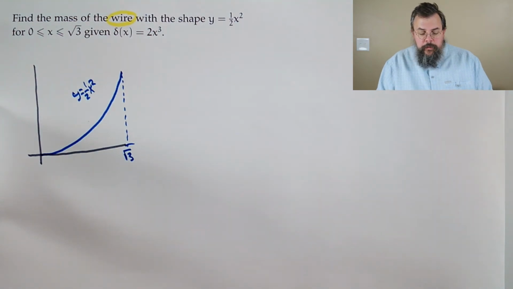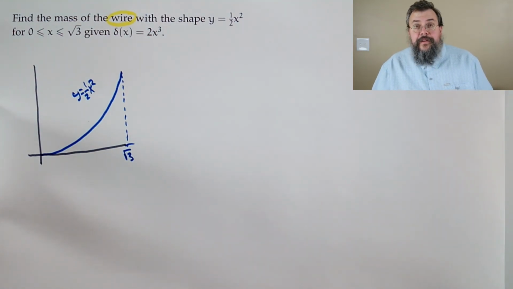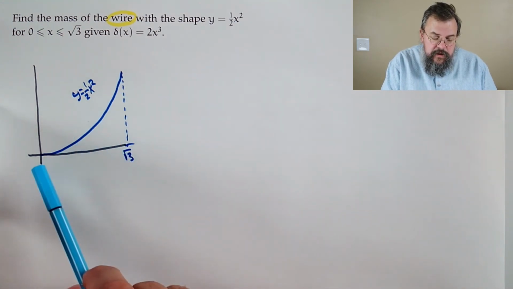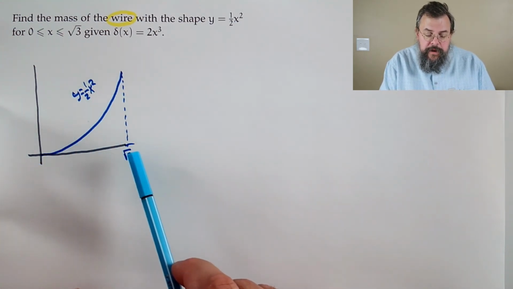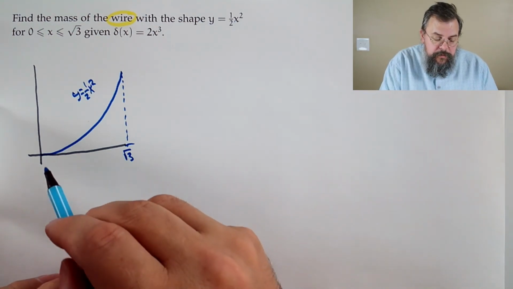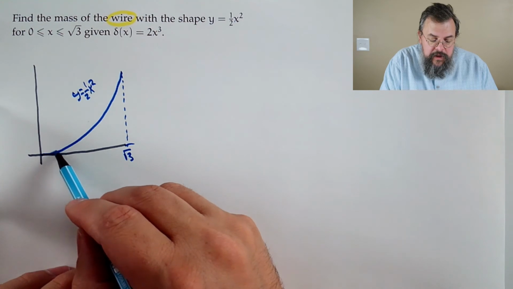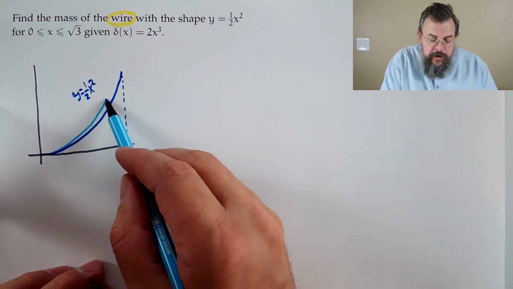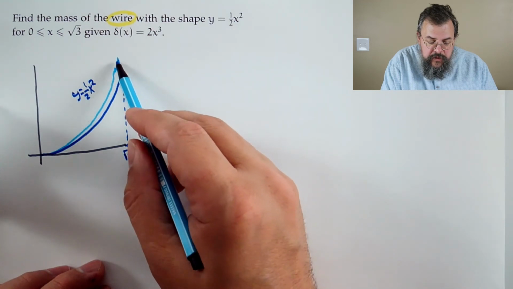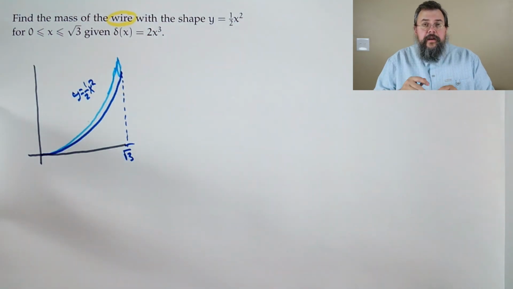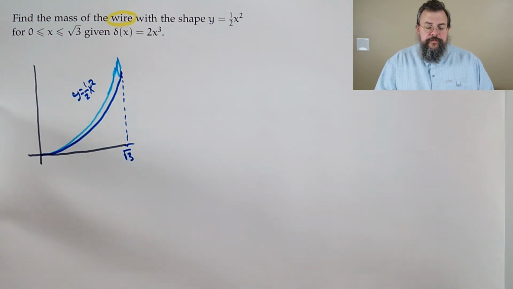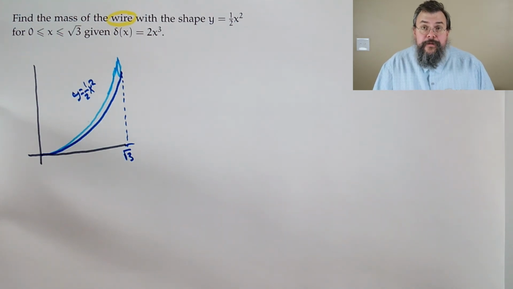Now, we also see that there's a density involved. And we see, for instance, at 0, there's density 0. By the time we hit root 3, well, it's some bigger number. So pictorially, we can think of it as a wire that gets a little bit thicker the further over we go. So that's sort of the idea, it's very thin and it gets thick as we move it on up. And we're after the mass.